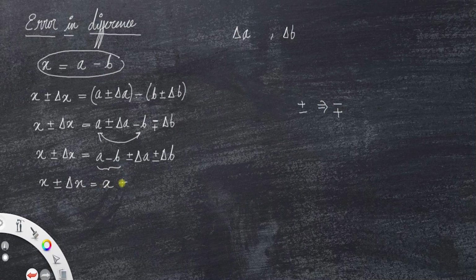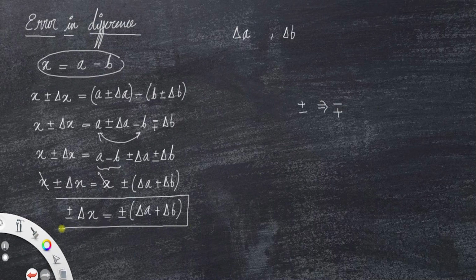So x plus or minus, if you take the plus or minus outside, you can write this as delta a plus delta b. Now cancel this x. So plus or minus delta x is equal to plus or minus delta a plus delta b. So this is the final combination.